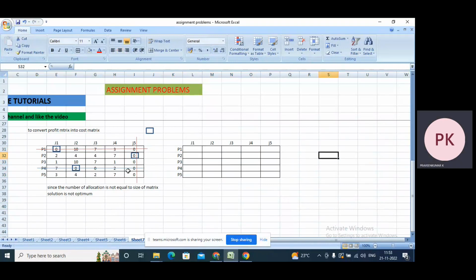The minimum element is 1. So we need to subtract it from the not cancelled elements. See, 2 minus 1 is 1. Then 4 minus 1 is 3. Then 4 minus 1 is 3. 7 minus 1 is 6. Then you have 1, so 1 minus 1 is 0. 10 minus 1 is 9. 7 minus 1 is 6. 1 minus 1 is 0.